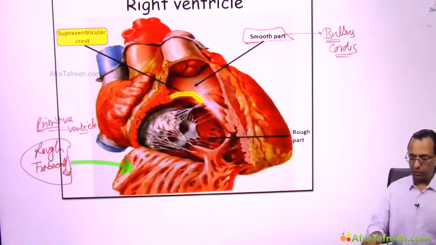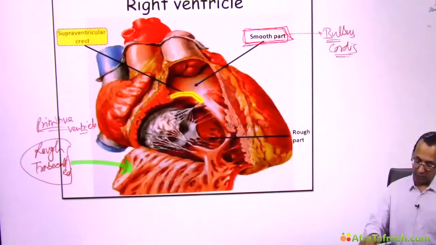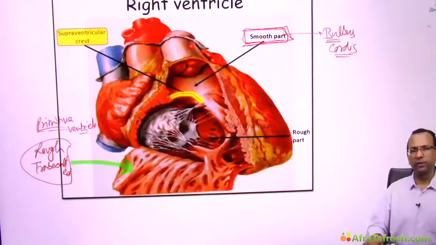Are you talking about the conus arteriosus here? Yes, the conus arteriosus, the smooth part of the right ventricle. So the smooth part of the right ventricle, the conus arteriosus, leads towards the pulmonary trunk. The pulmonary valve is also tricuspid. And this right AV valve is also tricuspid. What is this?